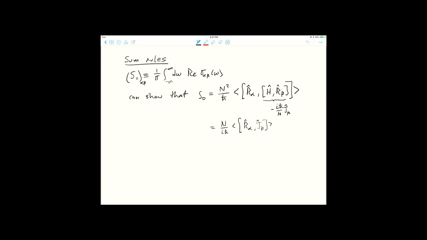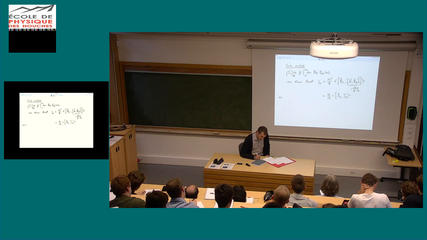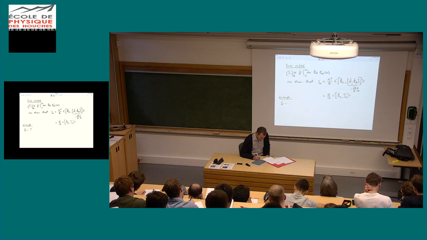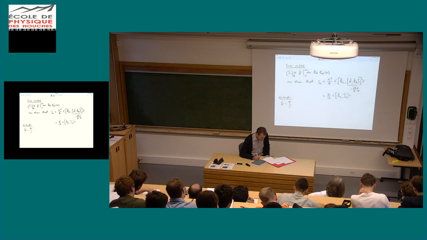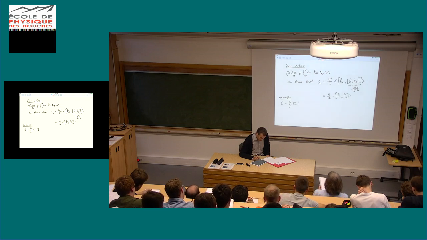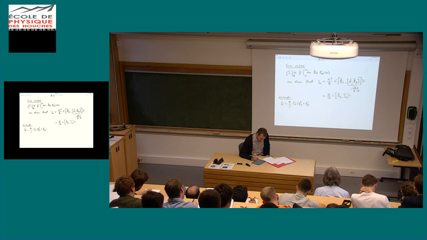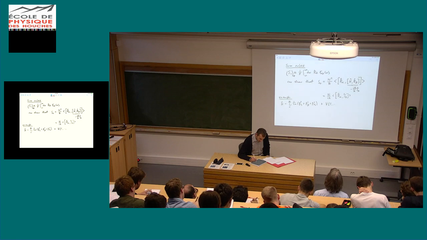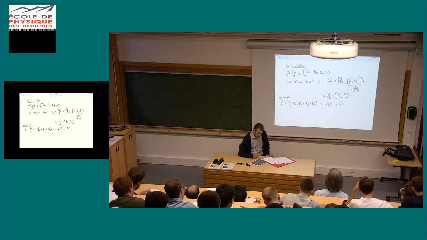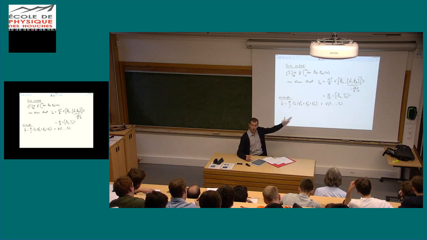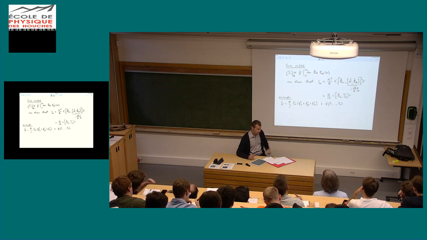So the first example I want to take is just a free particle. Let's take the example of some kind of Hamiltonian which has n particles with kinetic energy, and it also has some potential which is only position dependent. And now I want to calculate these commutators and figure out if I measure current in this kind of system, what should the sum rule give us?